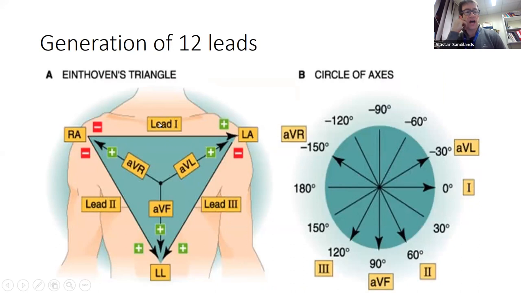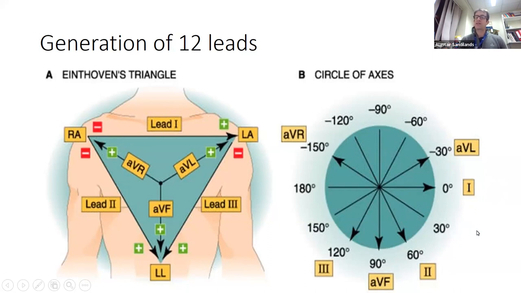On the left-hand side, we have Einthoven's triangle that you've probably come across before. Looking at the ratio between these leads, with the right leg as your reference, we can generate 6 leads from 3 by looking at the ratio between the right arm, left arm, and left leg. From this, we can generate the circle of axis. Your normal axis will be between 0 and roughly 120 degrees, or even minus 30, but normally leads 1 and 2 are going to be the most positive leads, because the wave of depolarization will be coming towards leads 1 and 2. Therefore, they will be the most positive.